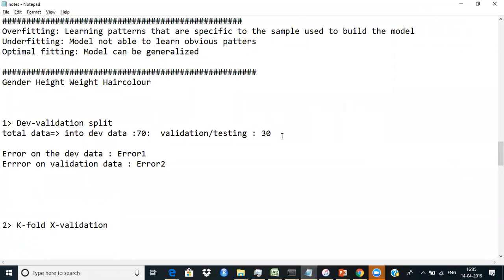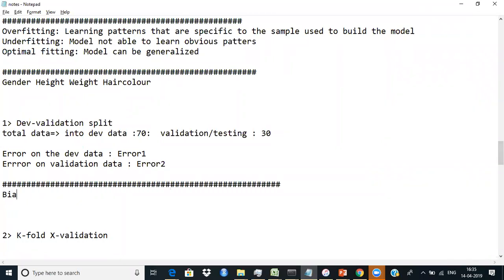Now, what you do is, you then calculate something which is known as bias. Bias is basically average error. And variance is basically variance of the error. You calculate average of the error. You have two error numbers. You calculate their average and you calculate their variance. You understand variance, right? It's square of standard deviation.